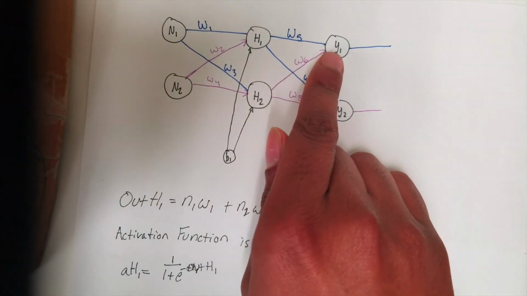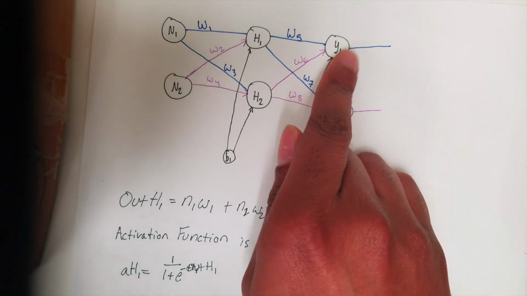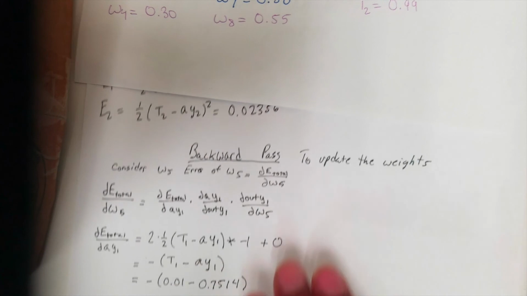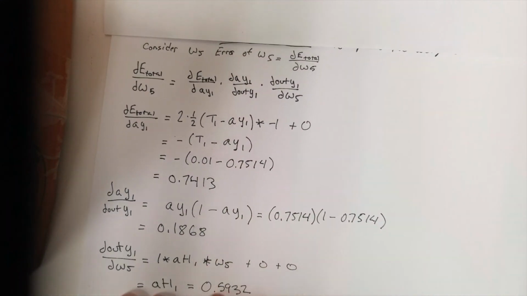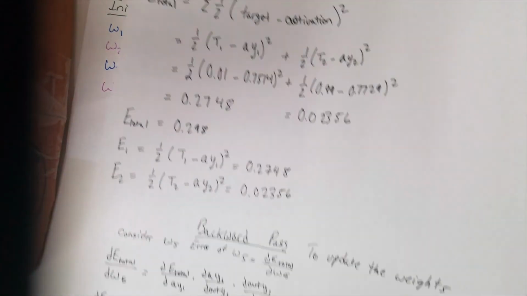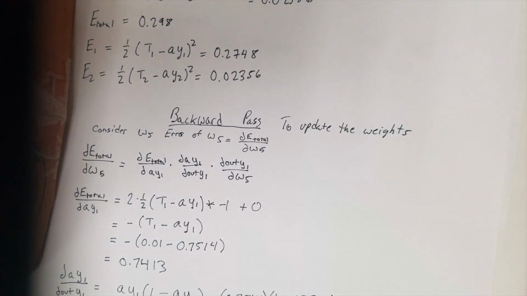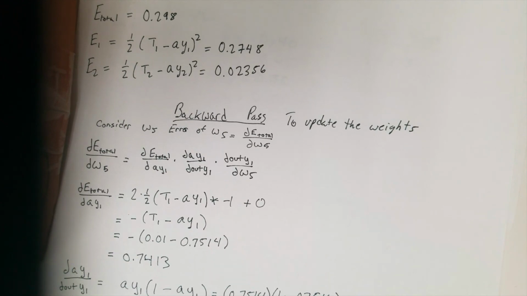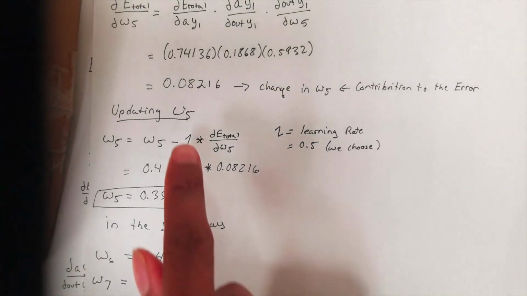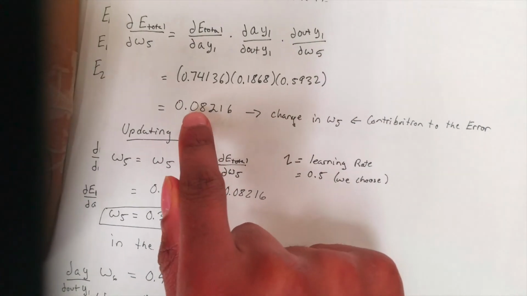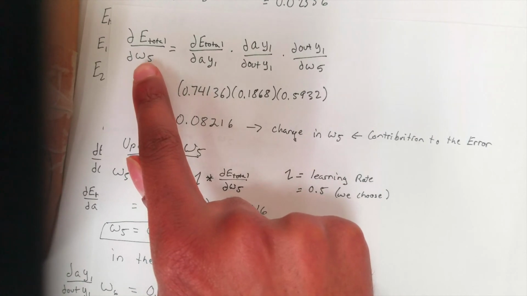Weight 5 to the output of Y1, Y1 to its activation, activation to the total error. And then we went ahead after we calculated each of those parts. You can see right there, once we got all those parts, weight 5 right here. After we got all those parts, we multiplied those numbers together to get the total change that we want to see in weight 5.